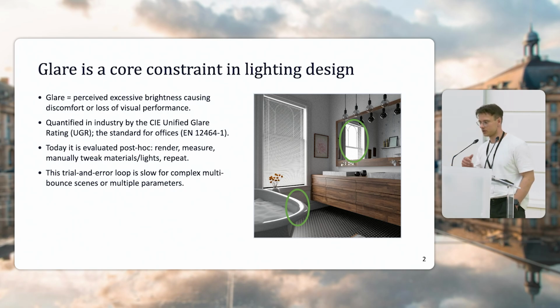However, the way it's typically used, evaluated and optimized in design today is in a post hoc fashion. You render the scene, measure the UGR, the unified glare rating, manually tweak material, light or other parameters, re-render and repeat until you get the score you want. This trial and error loop can be quite slow, and it gets worse the more complex the scene gets, the more complex the light transport gets, or the more material parameters you want to change. So we want to replace that loop with gradients, and hence use gradient descent via a differentiable renderer.